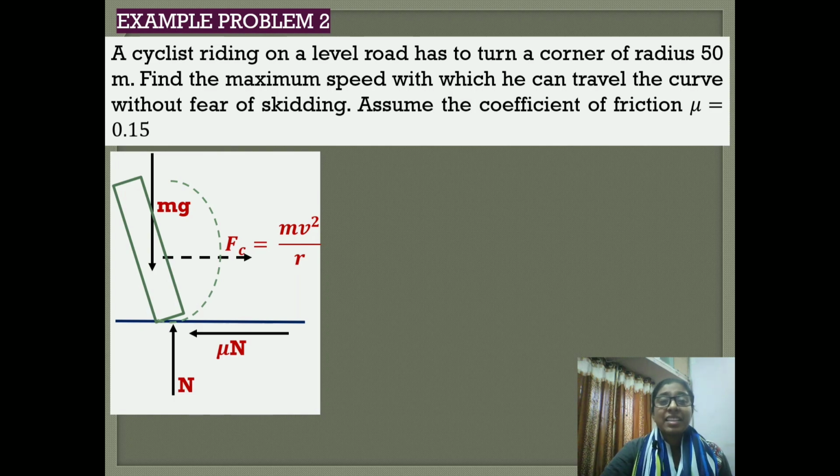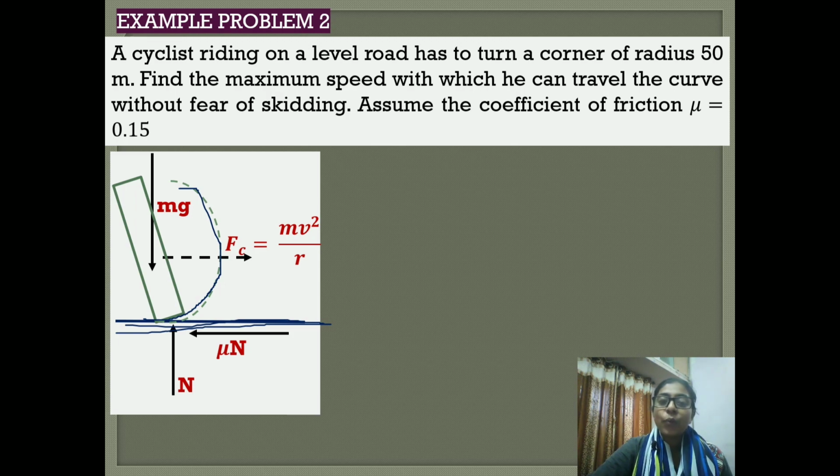So the cyclist is riding on a level road. You can see this is the level road, and he has to turn a corner of radius 50 meter. Find the maximum speed with which he can travel the curve without the fear of skidding. Assume the coefficient of friction mu is equal to 0.15.